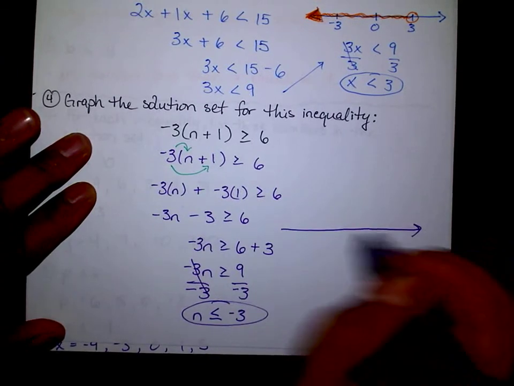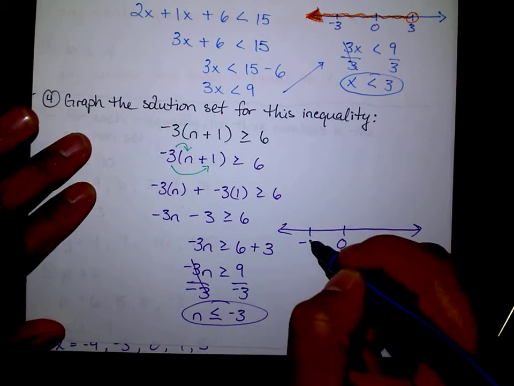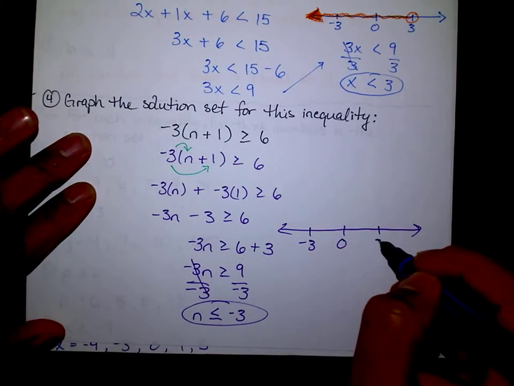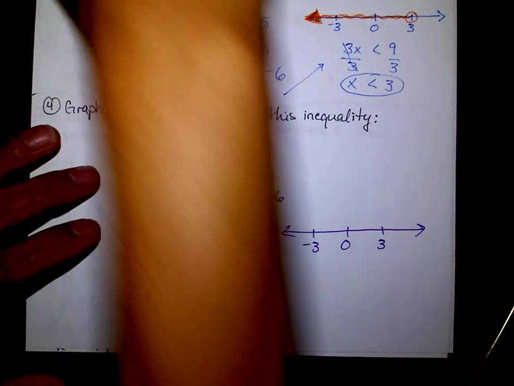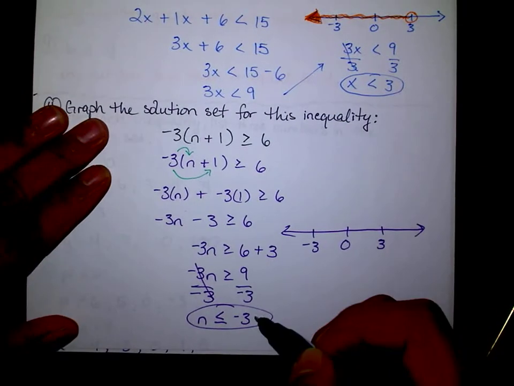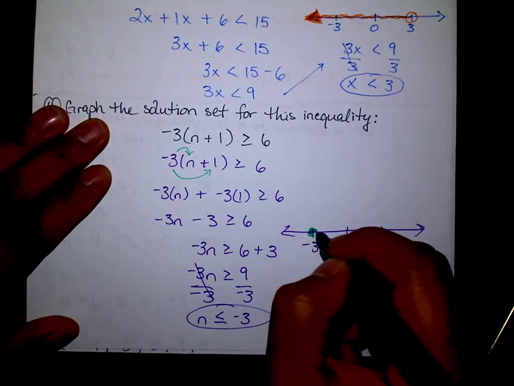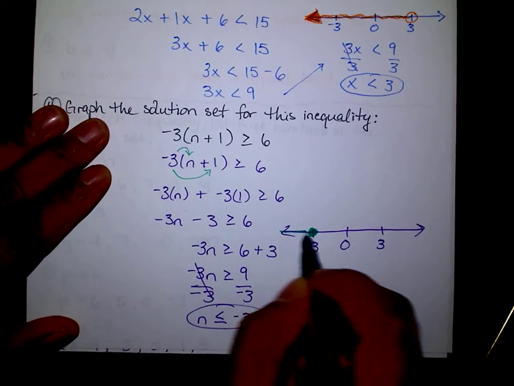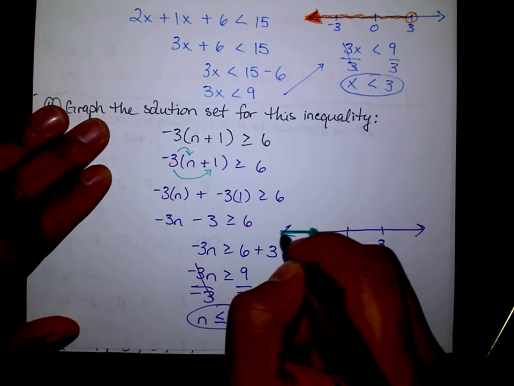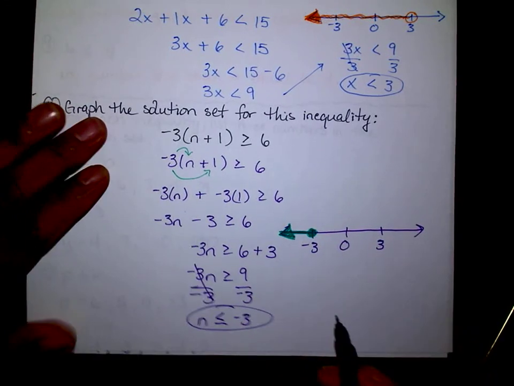Now I'm not done because it asked me to graph, so I'm going to go ahead and draw a graph. And remember, I always use 0, the number and the opposite of that number. Okay. This is less than or equal to, so less than or equal to means that it's going to be closed. And since it's less than, it's going to be going to the left. Shade in. And we did our job.